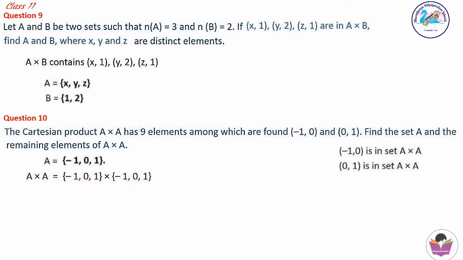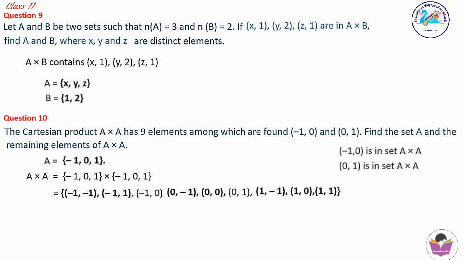Let's find the cross product. The first element with each element of the second set: (-1, -1), (-1, 1), then (-1, 0) as mentioned. Then next is (0, -1), (0, 0), then (0, 1), as mentioned. Next is with the third element: (1, -1), (1, 0), (1, 1), these three elements. So in total we have 9 elements.